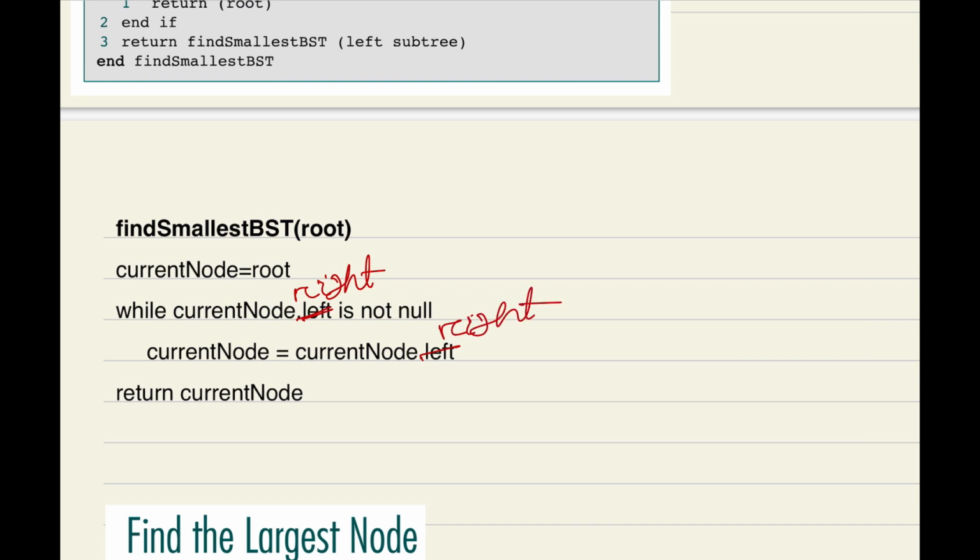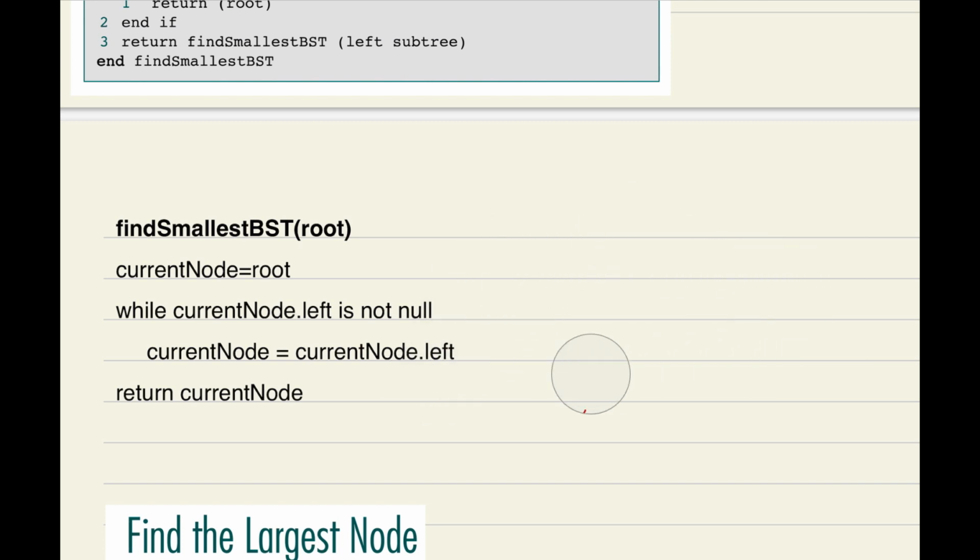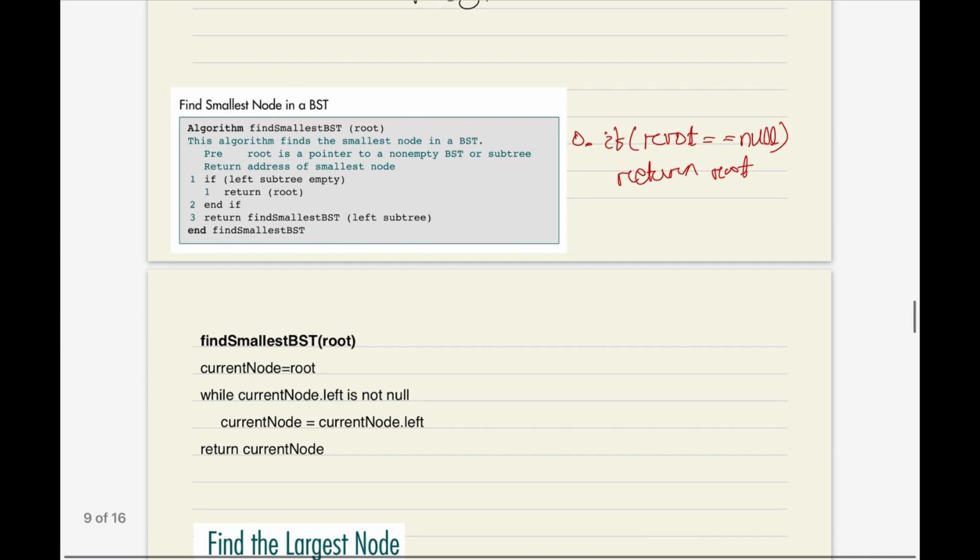So, if we make this right, this one is for the maximum, and if we write here left, left is for the minimum. So, left is for the minimum and right is for the maximum. So, it is a simple one. So, I hope this is clear to everyone, the algorithm. So, we will implement the algorithm and write the programs also.